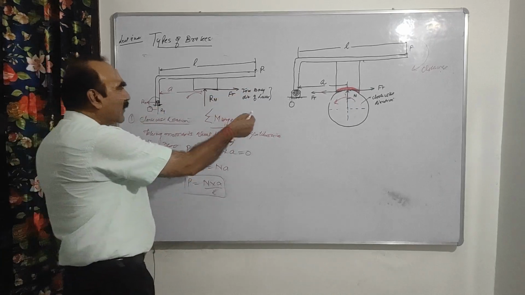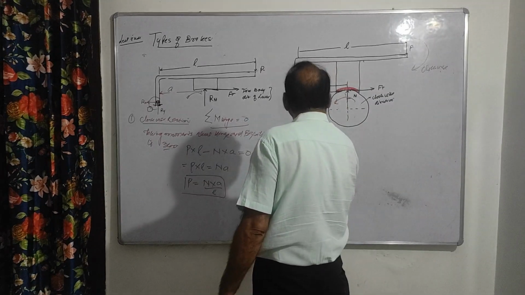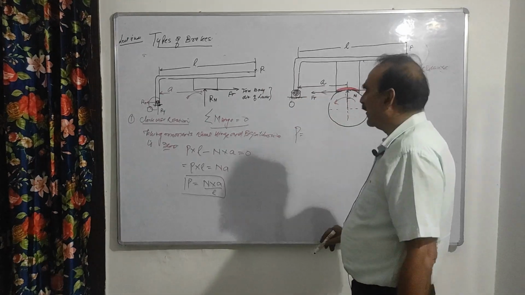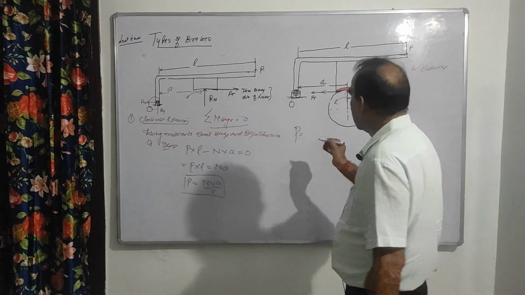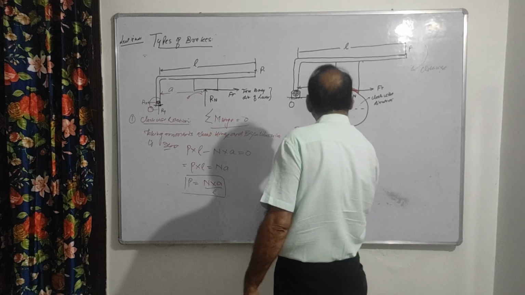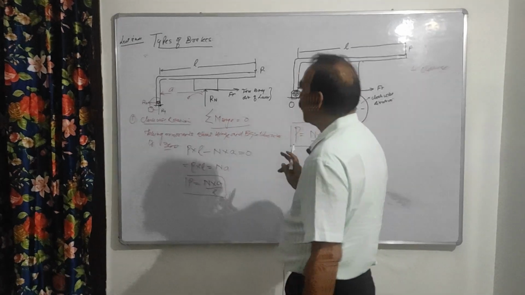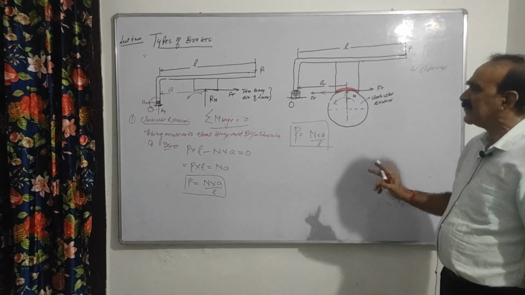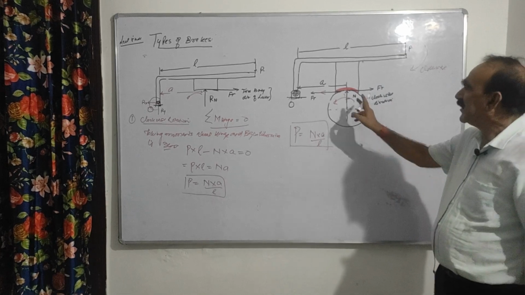So when this drum is rotating in the anti-clockwise direction, at that time also the braking force P is equal to N into A by L. So the same equation holds in both cases. In both cases the equation is the same, so there is no difference. This is the first case, when the forces are passing through the center of the hinge.